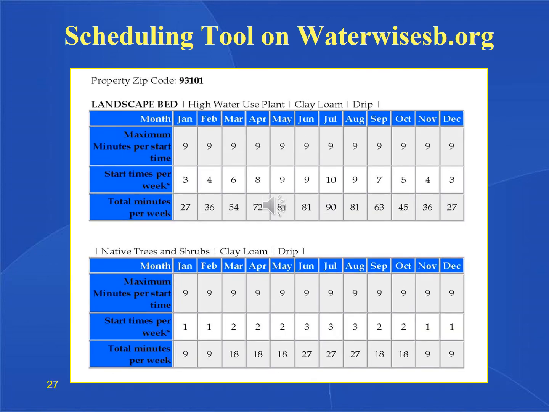This is another output from that scheduling tool, just comparing it to landscape bed on the top and native trees and shrubs on the bottom. Let's look at the bottom. In July, look, only 27 minutes per week should that system be on. Well, remember, with the turf, it was 110 minutes. So big differences between the type of plant and the evapotranspirative rate, and thus the length of time and amount you should have your system on.